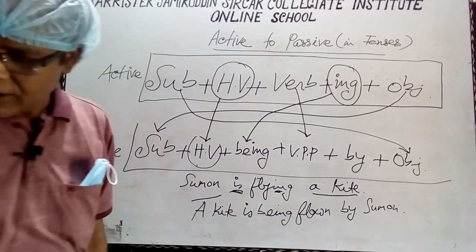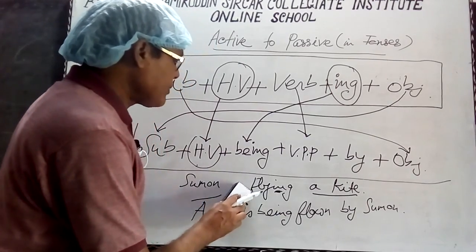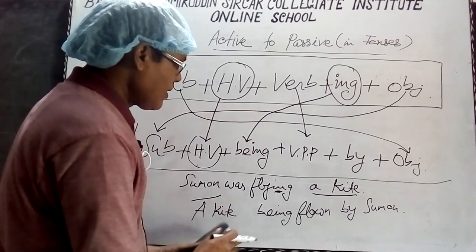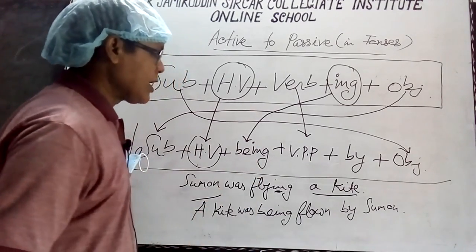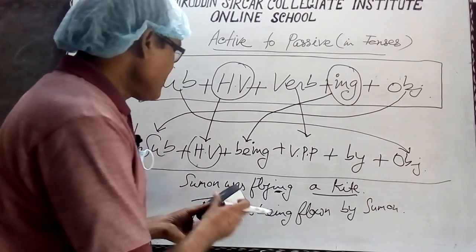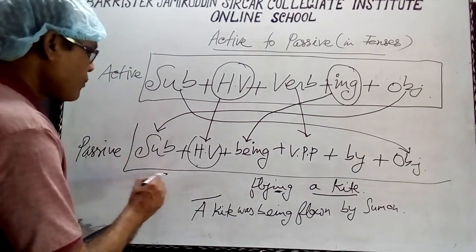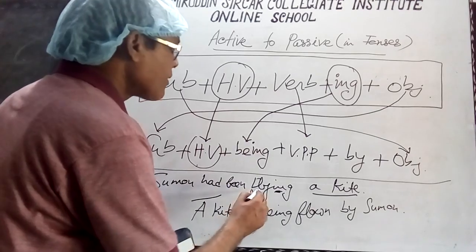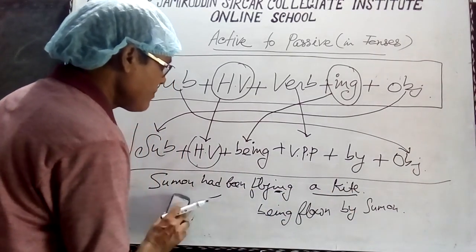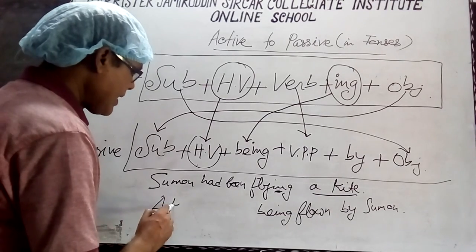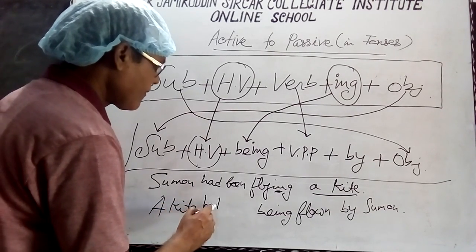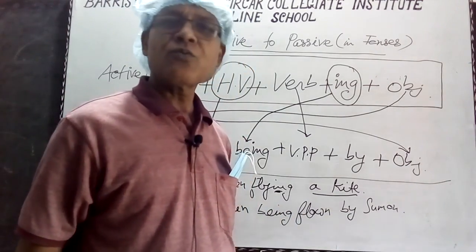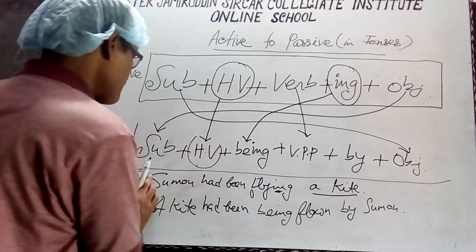But if the sentence is in the past continuous, then if there is was, here was. If there is had been, if Suman had been flying a kite, so this is the same. A kite had been being flown by Suman. This is the continuous form.